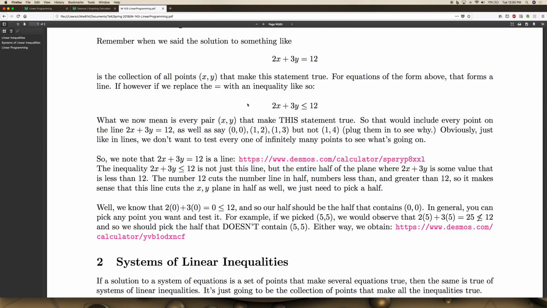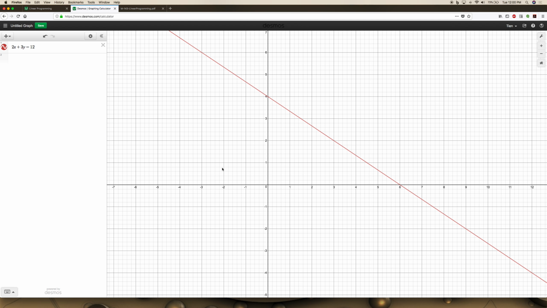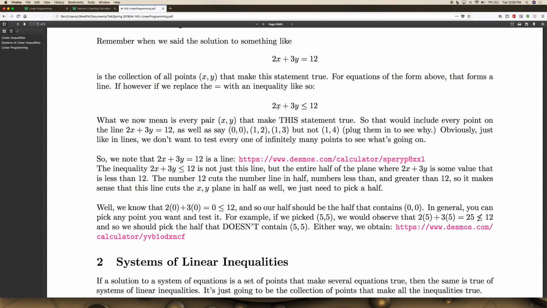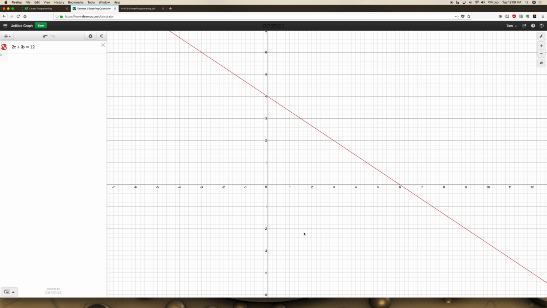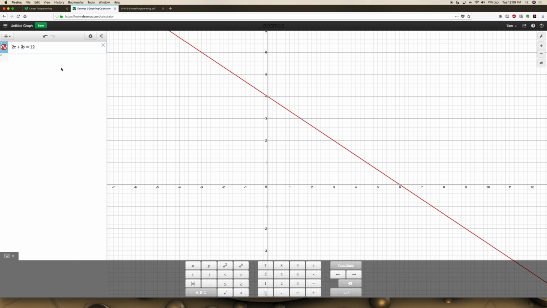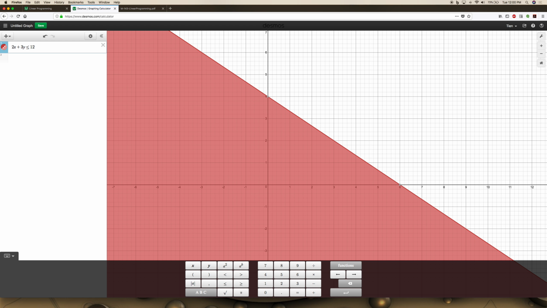If we want to know which side, we could just pick a point on one side, like 0, 0, which is pretty easy. Plug it in. It's 0 plus 0 less than 12. Yeah. So this half is part of the inequality. This half is not. So if we change this to less than or equal to, then we see that we get that half here.